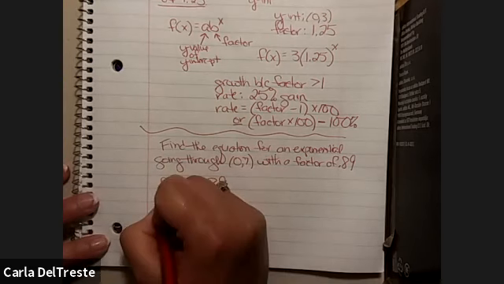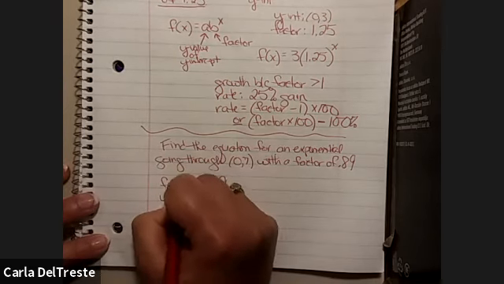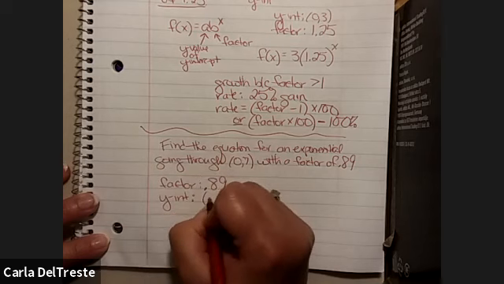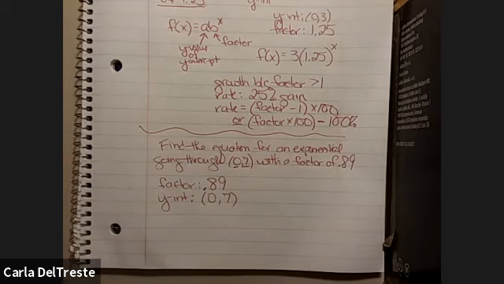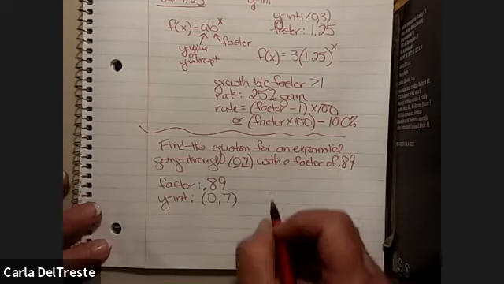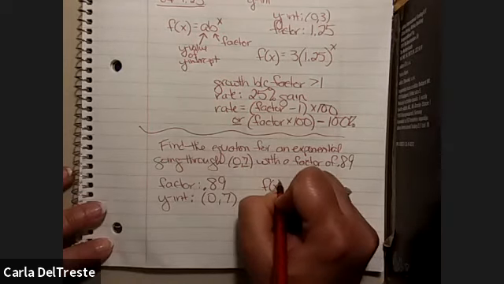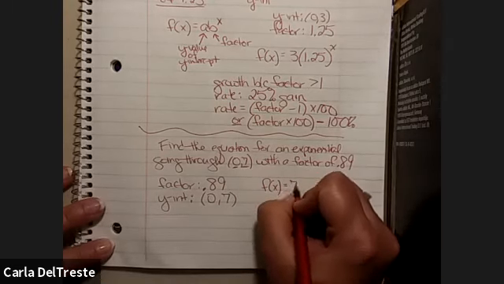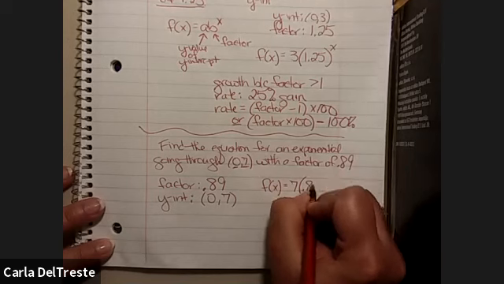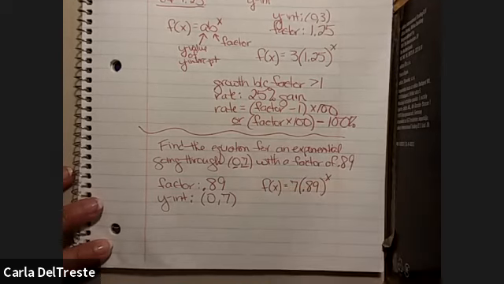Do I know the y-intercept? Yes, I do, because the y-intercept occurs when x equals 0. So I do have (0, 7). And so when I put this into the form f of x equals ab to the x, this is going to be 7 parentheses 0.89 raised to the x.